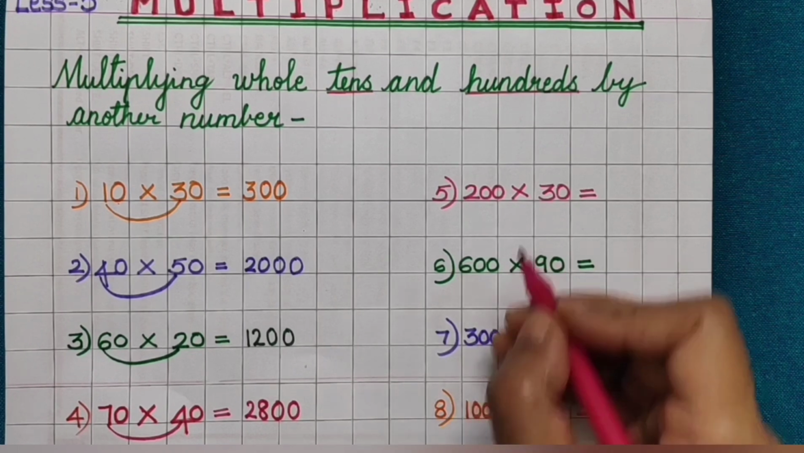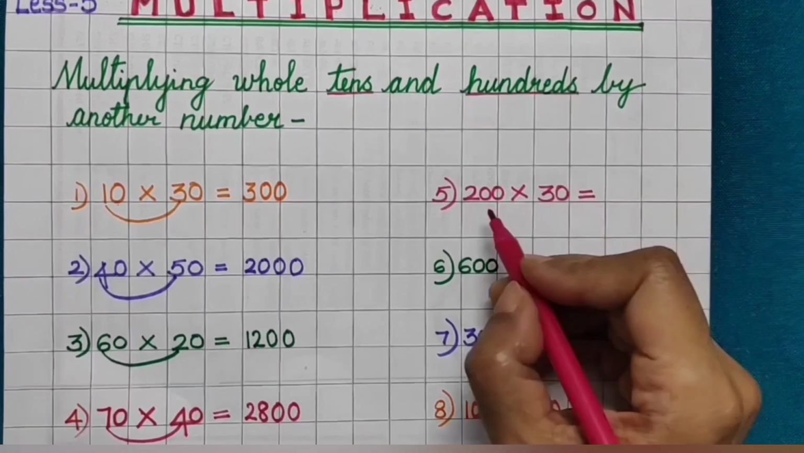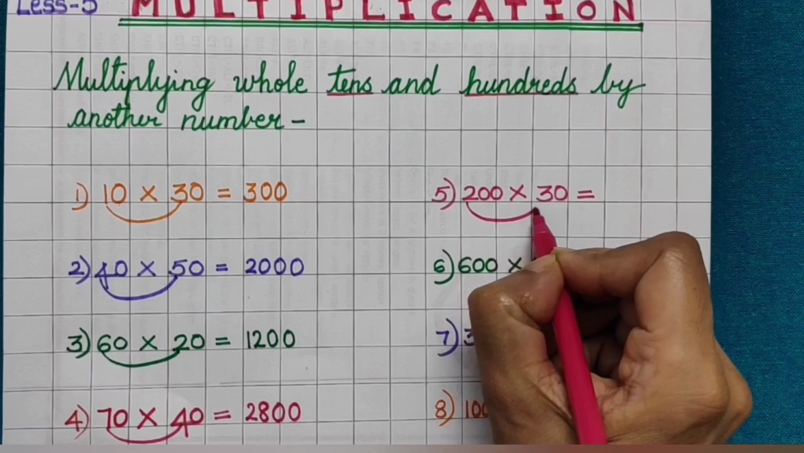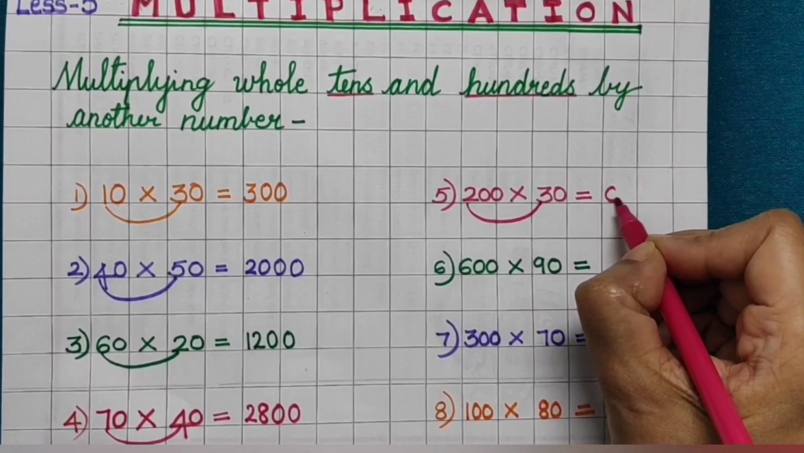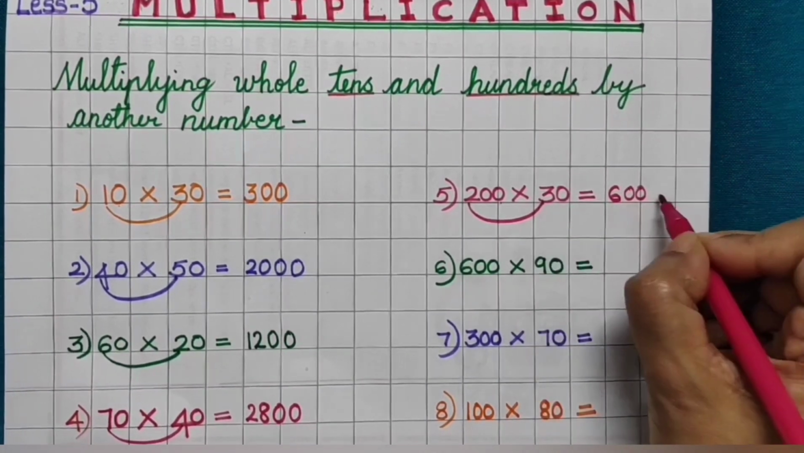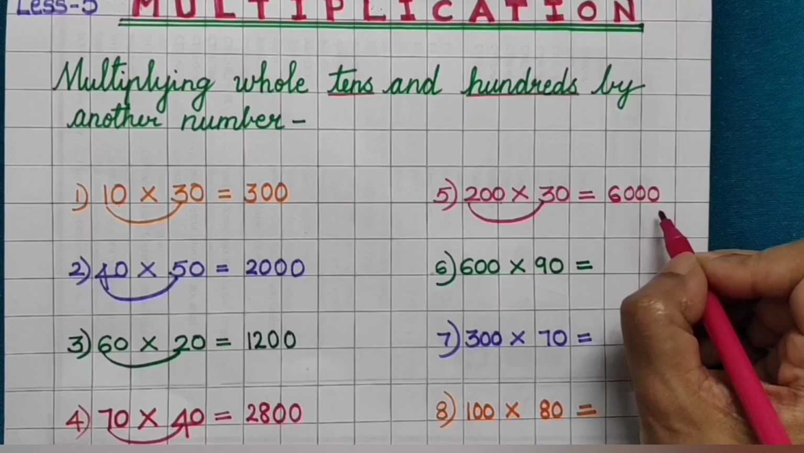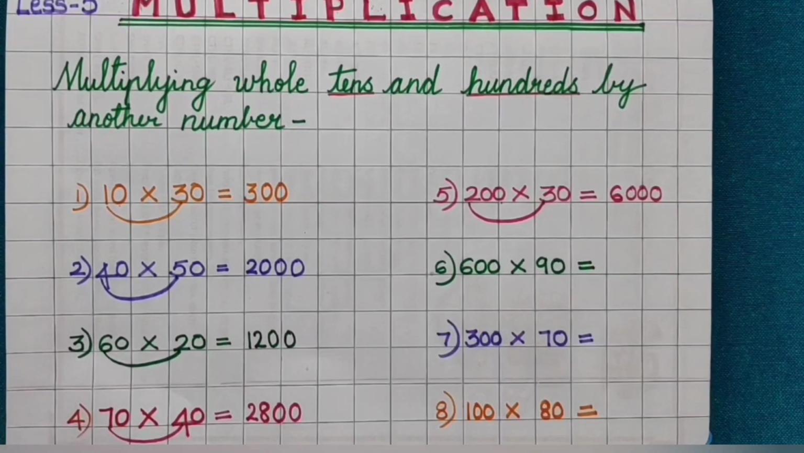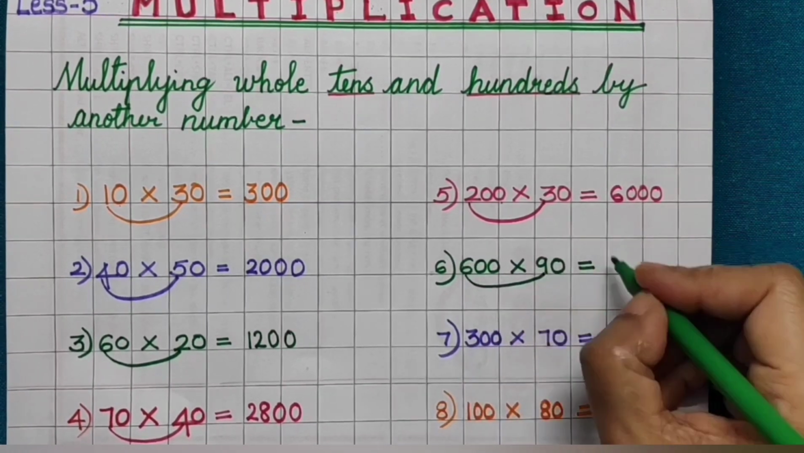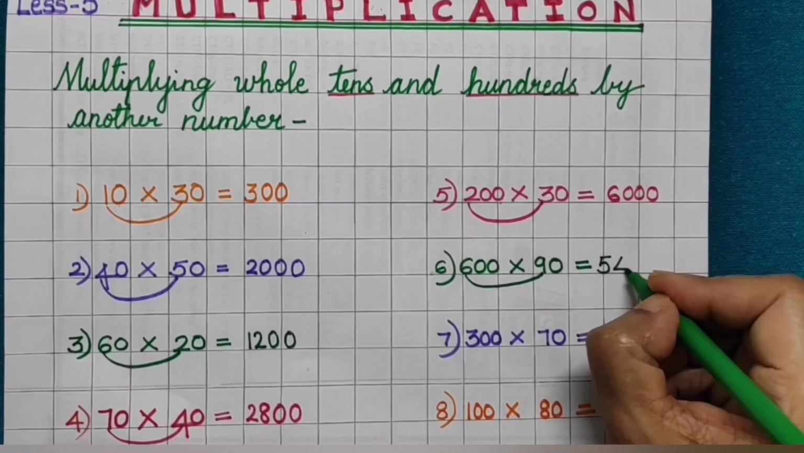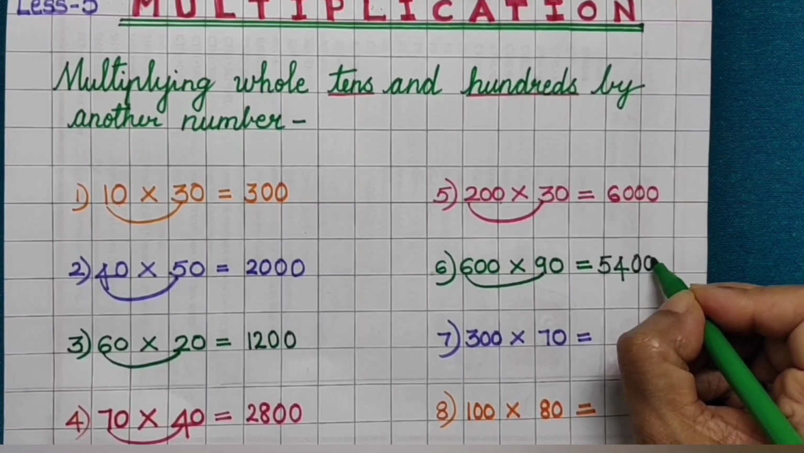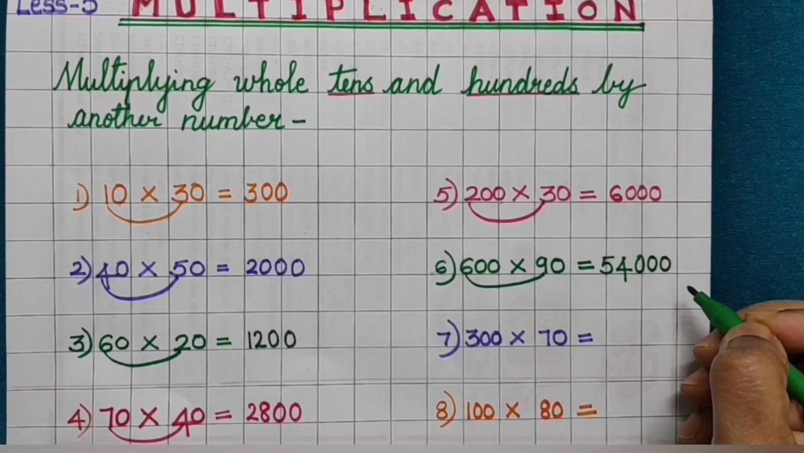So let's try the same with numbers of whole hundreds and whole tens. So we have 200 multiplied by 30. Once again, you will multiply the numericals. 2 threes are 6. 200 has got 2 zeros and 30 has got 1 zero. So that makes it 3 zeros. The answer is 6000. Let's do 600 multiplied by 90. Multiply numericals. 6 nines are 54. 1, 2, 3 zeros.